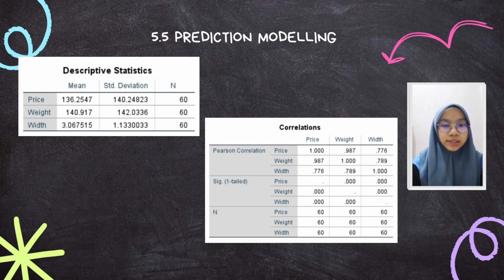The last part is prediction modeling. Prediction modeling is an important statistical method known as multiple linear regression, which makes use of the combined effect of several independent variables to reveal their linear correlation with a single dependent variable, enabling prediction and comprehension in intricate data-driven scenarios. For correlation, the R value between price and weight is 0.987, weight and width is 0.000, price and width is 1.000. Thus, price is associated with both weight and width.